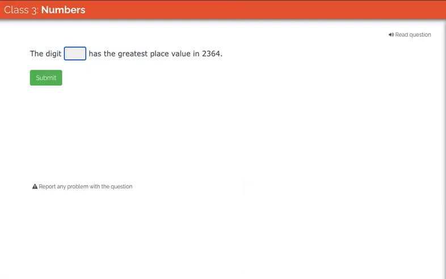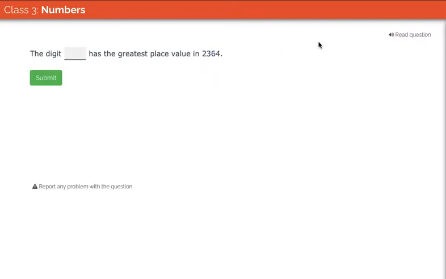We are doing practice for the class 3 Olympiad. The topic is numbers. The digit dash has the greatest place value in 2364. Well, you might be thinking it is 6 because it is the biggest number here.